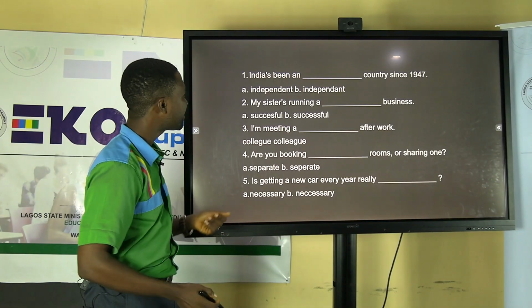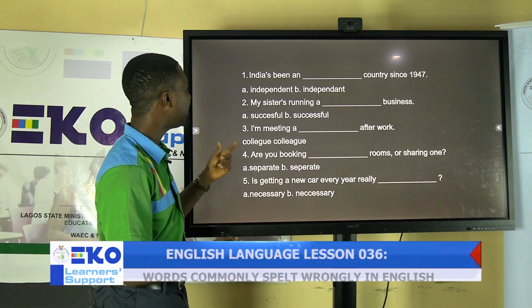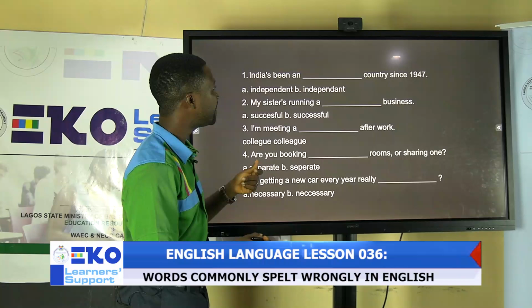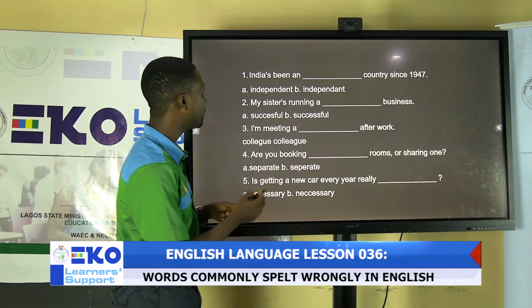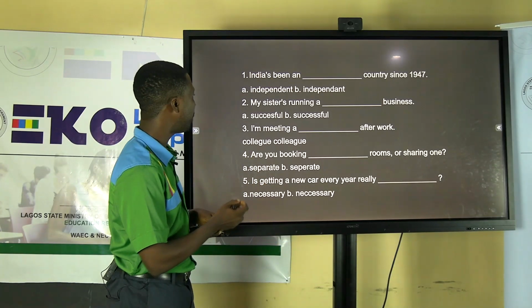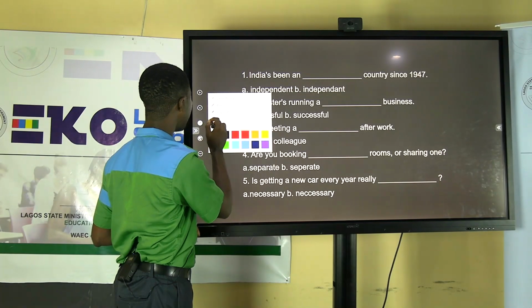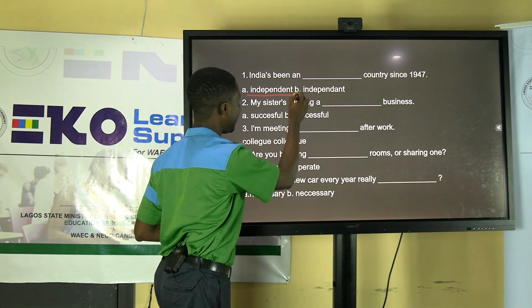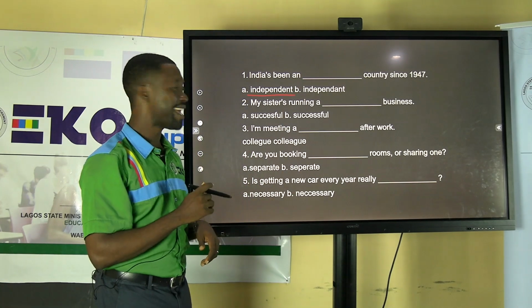So let me start. India has been an dash country since 1947. Which is the correct spelling of independent? Is it A or B? Yes, it is A.